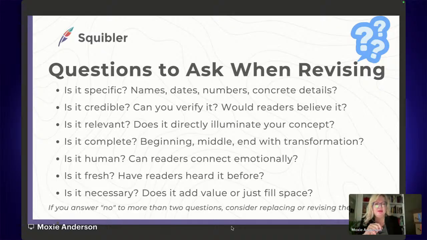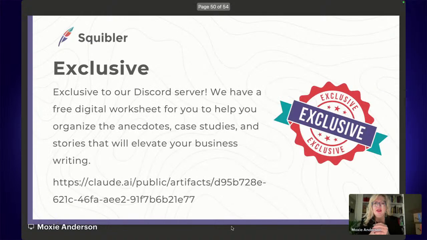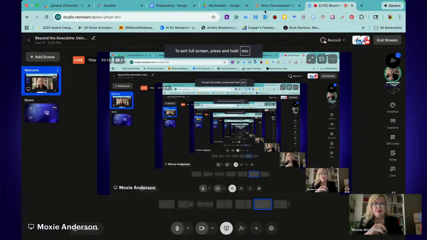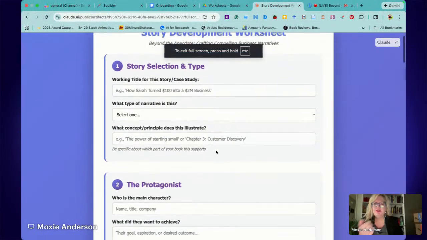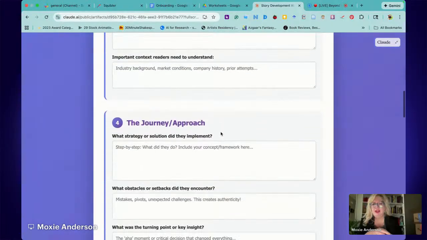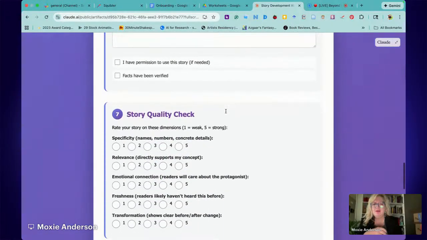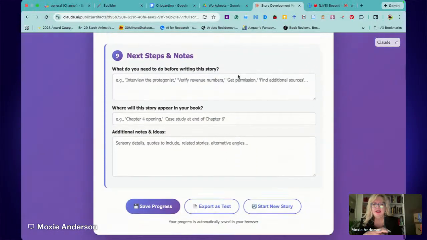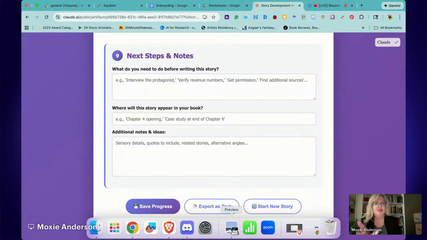We'll also have a digital worksheet for you with similar information to this on our Discord server to help you as you're editing. So on our Discord server, we do have this digital worksheet to help you organize anecdotes and case stories to help your business writing. This is what it will look like. You can keep a copy for yourself, download it, and you can even save a copy to your browser. It does have a save button to help you check the quality, look for red flags in your stories and anecdotes, and whether or not you should include it. And you can save your progress, export it as a text, or start a new story.